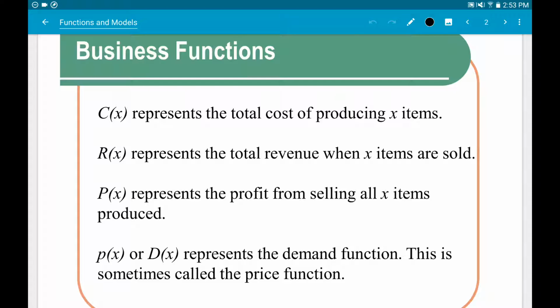And then they have lowercase p of x or capital D of x, which represents the demand function, also called the price function. We normally probably don't think of price and demand really being the same thing, but mathematically, as a function or an equation, they are the same. So you'll see our book uses both notations, lowercase p or capital D. Now with these 4 functions, there's a couple important formulas, relations, if you will, that you need to remember.